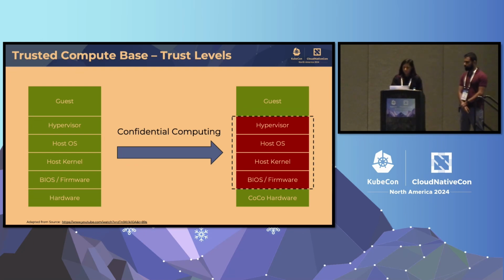So the point is that when you have a bigger TCB, when you have a bigger trusted compute base, the chances of your system getting compromised is higher, and CoCo reduces that TCB.